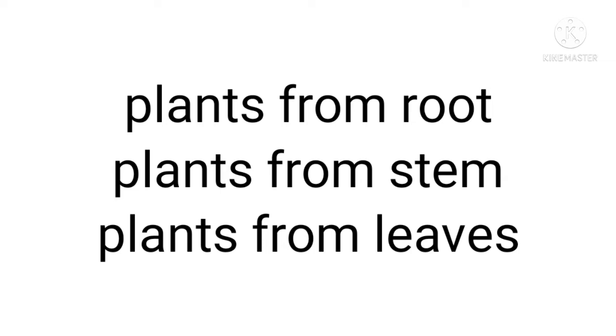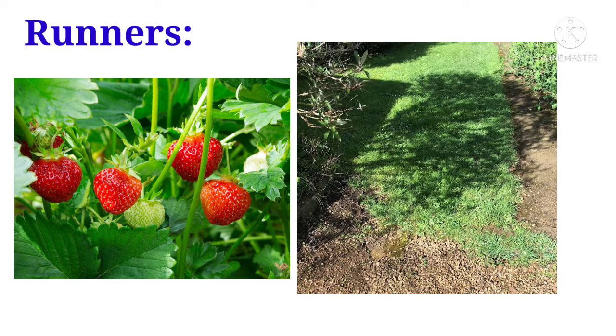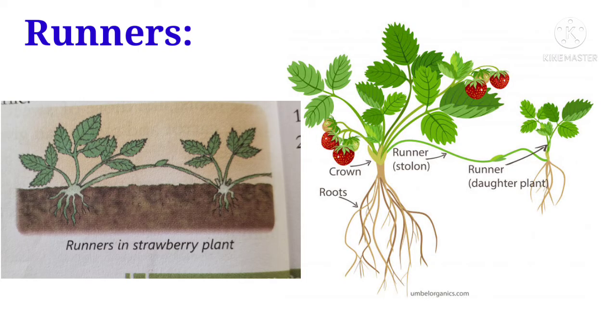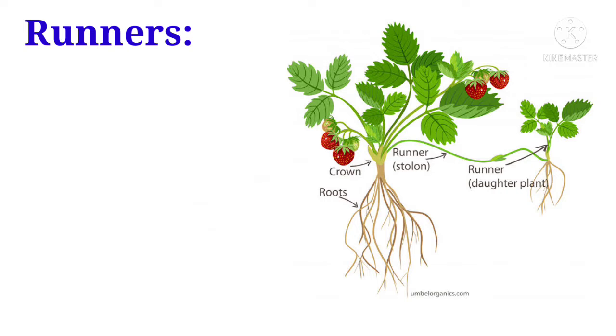The first concept is runners. Dear students, have you seen strawberry plant and grass? The stem of the strawberry grows horizontally above the ground. Strawberry and grass are the best examples for runners. A runner is a stem that grows horizontally above the ground. The tip end of the runner can produce buds that develop into new plants.